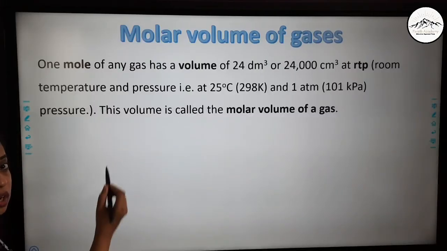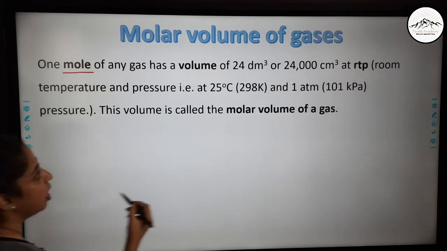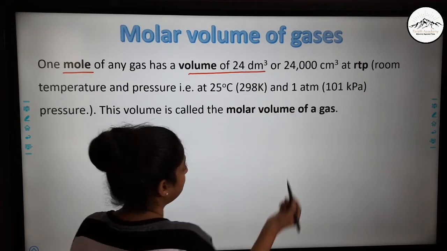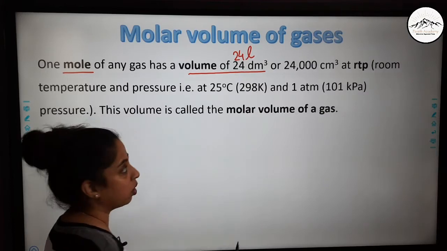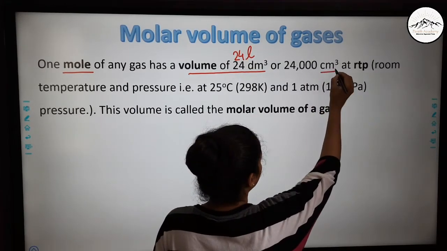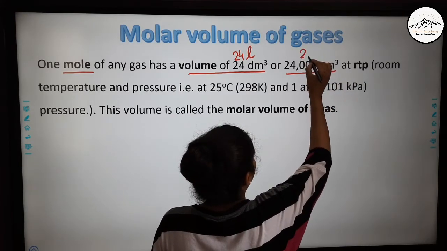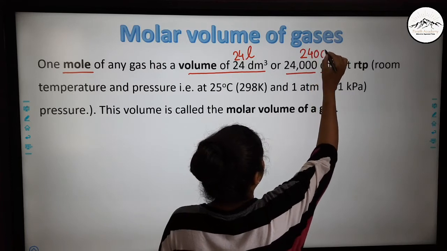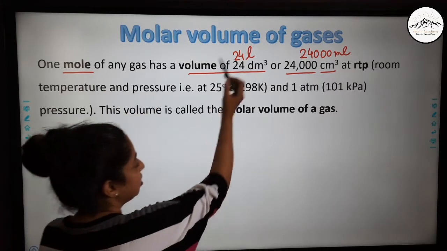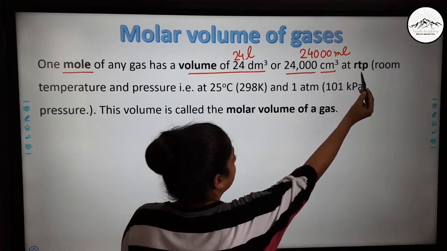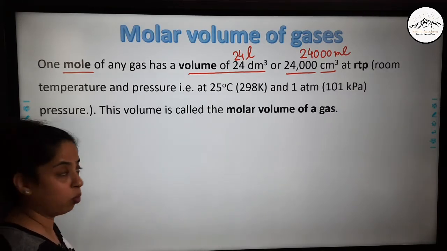So first is molar volume of gas. So 1 mole of any gas has a volume of 24 decimeter cube, or we can say 24 liters. And if we want to talk in terms of centimeter cube, then it is 24,000 centimeter cube, or we can say 24,000 milliliter. So 1 mole of any gas has the volume of 24 liter at RTP. RTP is normal room temperature and pressure, or we can say STP, which is standard room temperature and pressure.